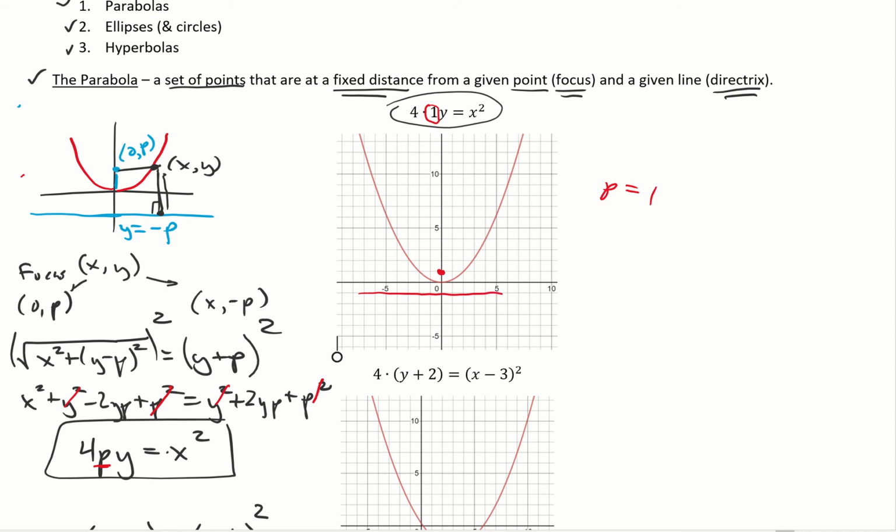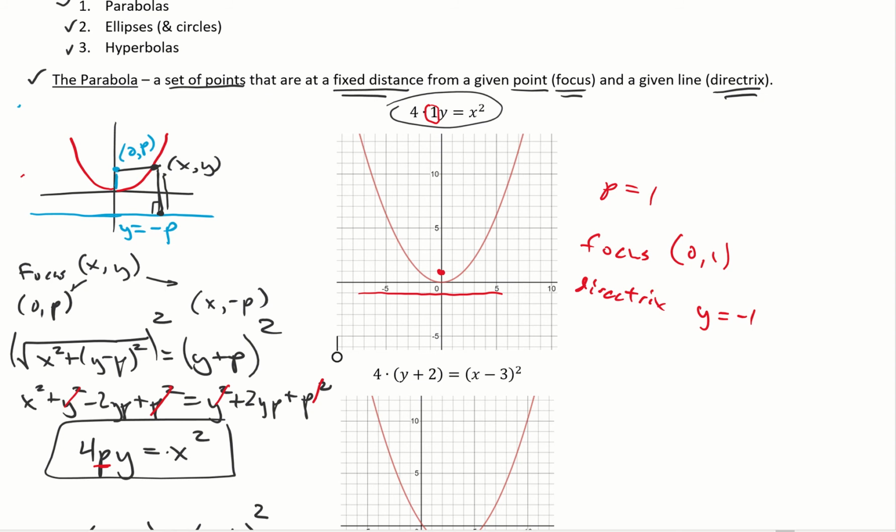And if you needed to state it, and you do in the homework, you would say that the focus is the point (0, 1) and the directrix is the equation y equals negative 1. So I'm just pointing that out to you, that all that stuff is findable.